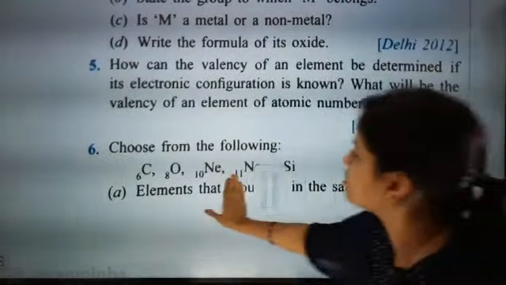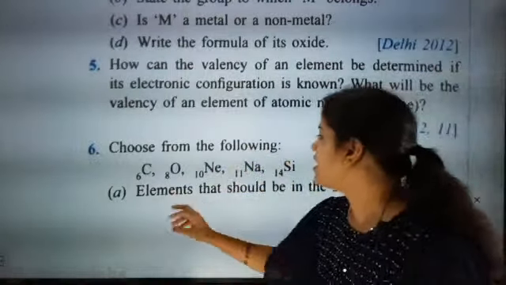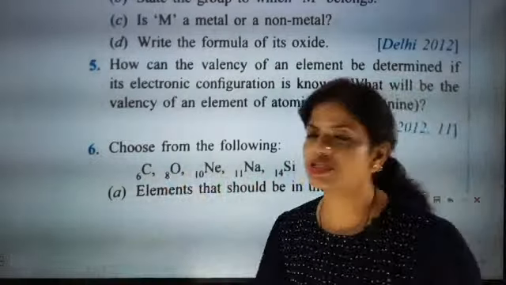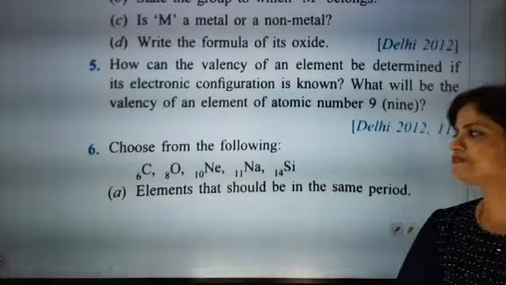Please come on, because a very tough question is waiting for you. Choose from the following elements those that should be in the same period. Among these, which ones belong to the same period? After this, you will not get this type of easy question.